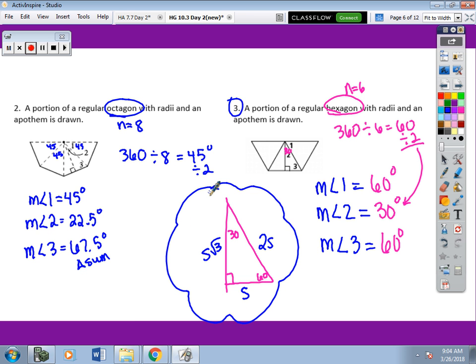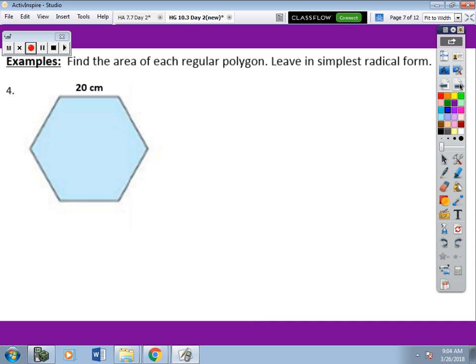Alright, we're going to need that today because you'll see some of them ask us to leave it in simplest radical form, which means you can't use sine, cosine, or tangent because you'll need that square root. Alright, so finally into an area example. Find the area of each regular polygon. So remember our formula from Friday.